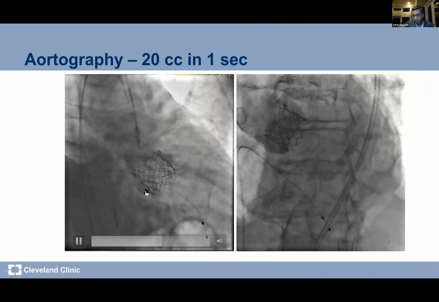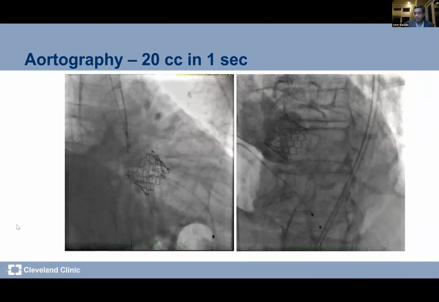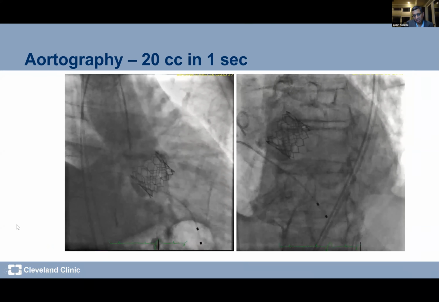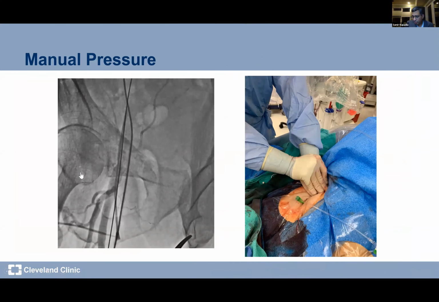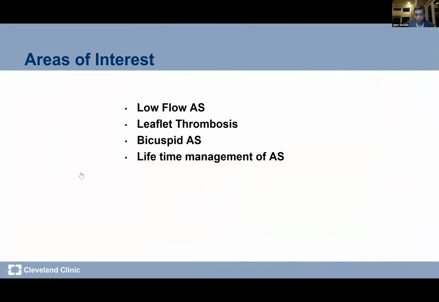So we do a good aortogram, 20 cc's per second, 20 cc's of 50-50 dye, so it's 10 cc dye. And then we also check hemodynamics. Hemodynamic measurement is very crucial. There are several different indices you can use, and also the dicrotic notch. If the dicrotic notch is above 50%, there is not much AR. And then at the end of the procedure, once the pressure holds, the patient goes home.